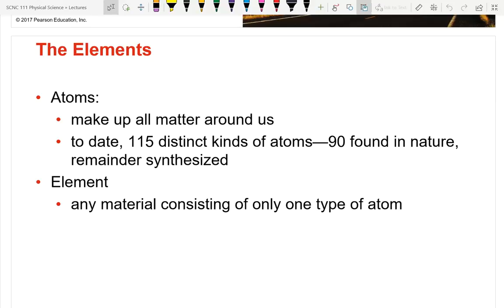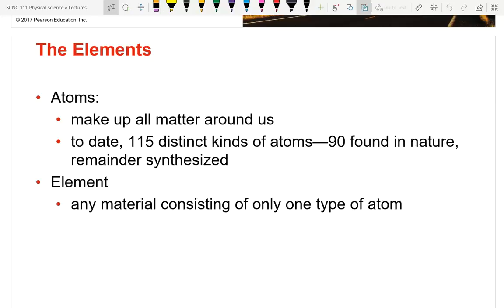The names, I think, are kind of interesting because they have a lot of history in the man-made elements. So of 115 of these distinct types of atoms, only 90 of them are found in nature. So if you count the ones that are dark, you should only get to 90. The other 25 have to be synthesized.